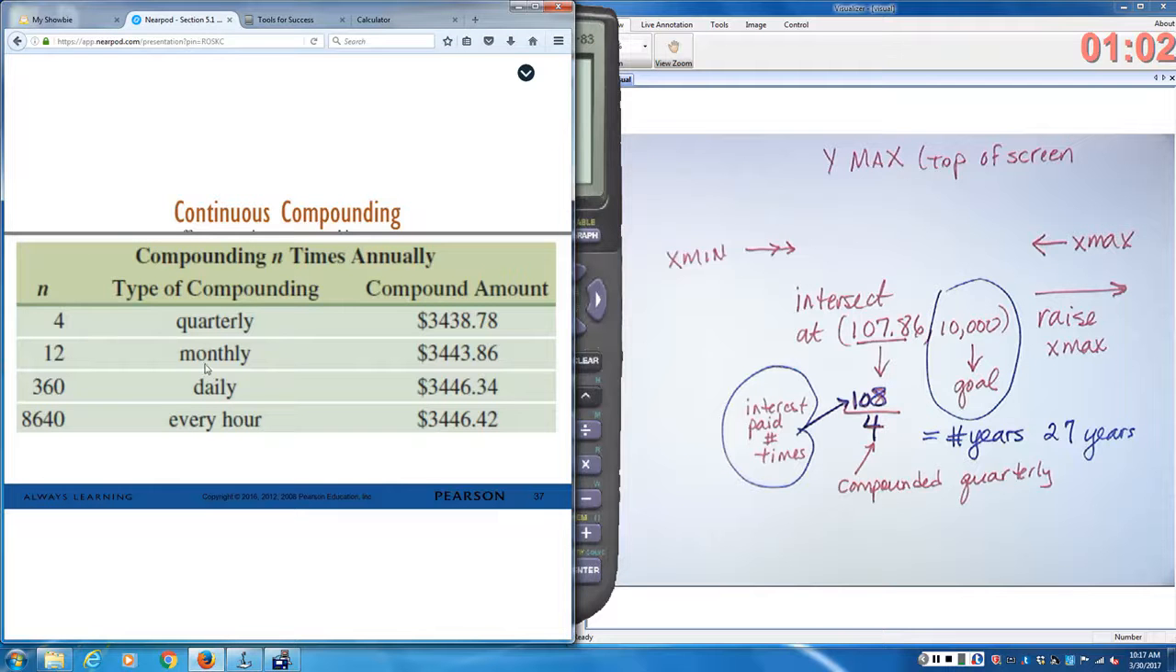If they compounded it monthly, which instead of being 4 times a year, they compounded 12 times a year, well, you gain about $5.10. You get a little bit more. If you do it daily, that's 360 times, remembering that they always say that a year is 360 days, even though it's 365. Then you'll have about $3.30 more than you would on monthly. And if you do that for every hour, which is your 360 days times 24 hours in a day, then notice that you don't gain that much. You only gain a few cents.